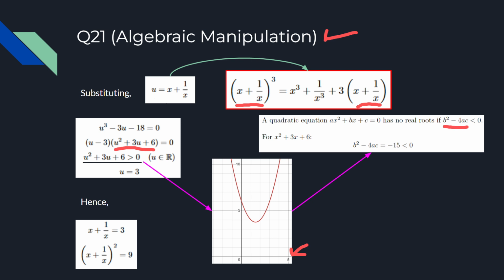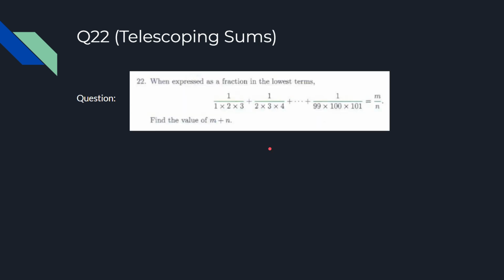So in my opinion, the overarching theme is a bit of algebraic manipulation, just realizing how the things fall into place. This is question 22. So when expressed as a fraction in the lowest terms, you have 1 over 1 times 2 times 3, and so on and so forth. And you notice a nice pattern.